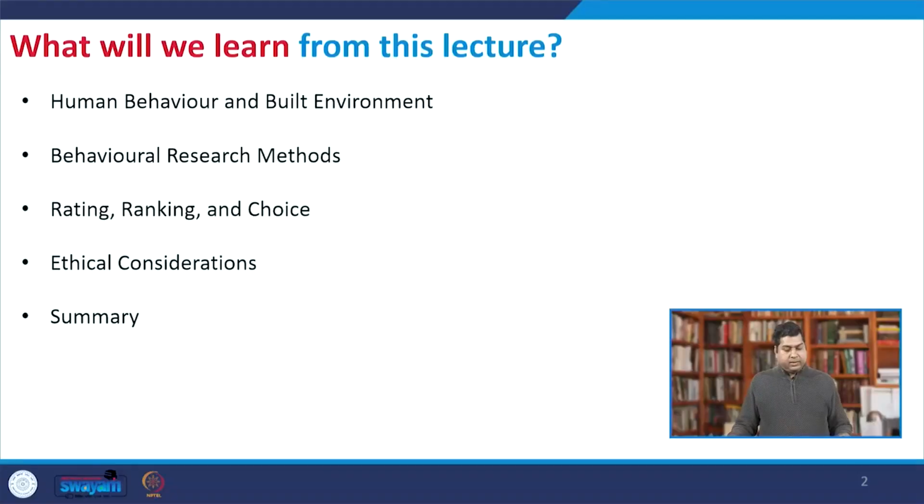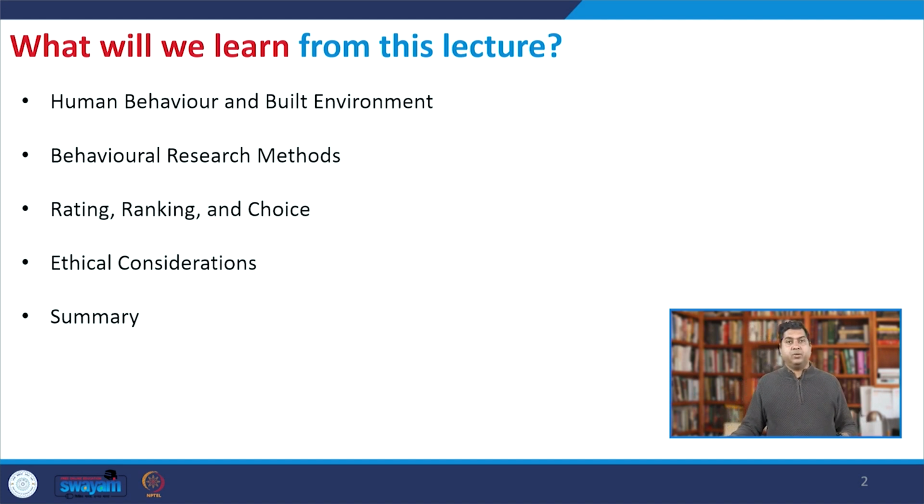So in this particular lecture, what we are going to learn is, we'll try to understand human behavior and its relationship with the built environment. Then we'll also discuss the behavioral research methods that are available, and also I'll be discussing three very basic survey techniques, or the ways we get responses for a questionnaire-based survey: rating, ranking and choice, because these are very commonly used in today's life, and how they are different from each other.